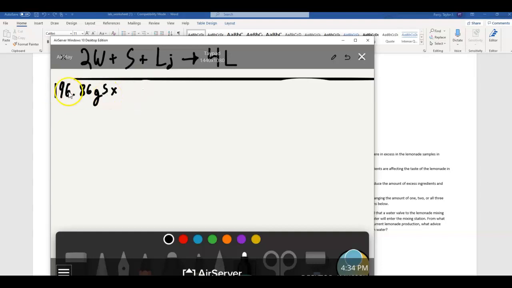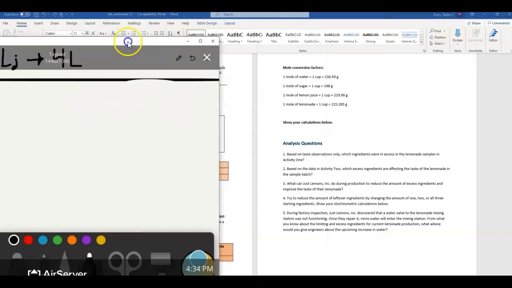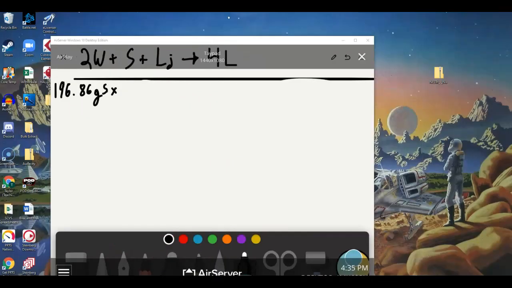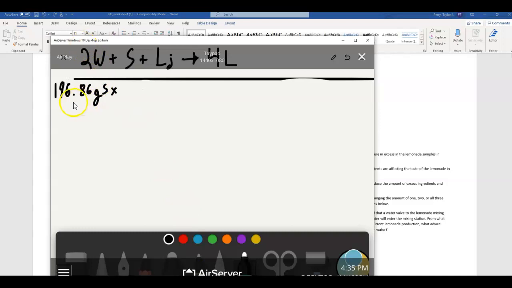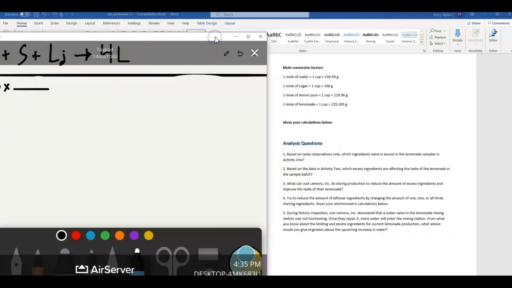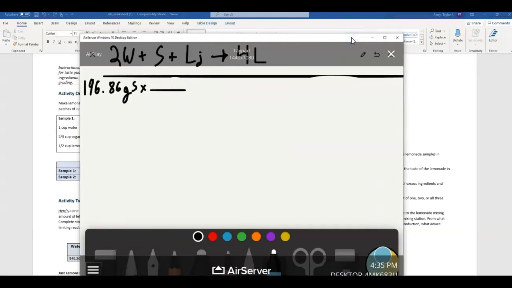First we have to convert this to moles. If you look here, 1 mole of sugar is 198 grams. We have 196.86 grams. I'm going to assume this is going to be very close to the number 1, but let's just see. So we got 196.86. What was the value again? 198. So 198 grams of sugar in 1 mole of sugar.